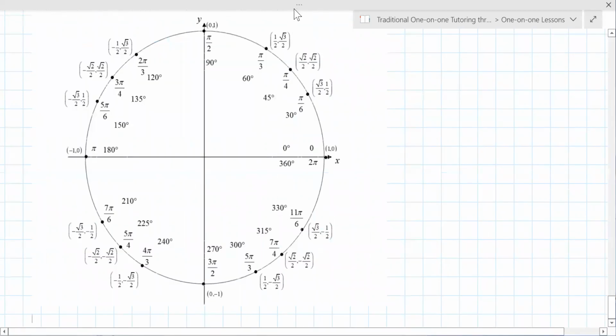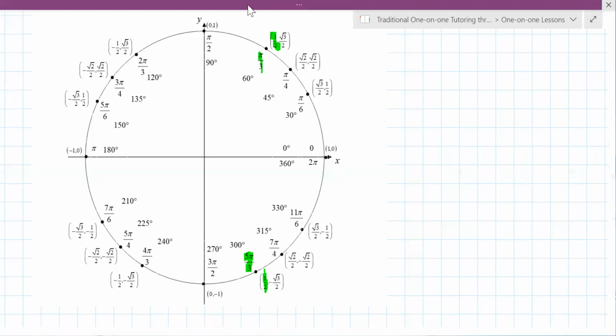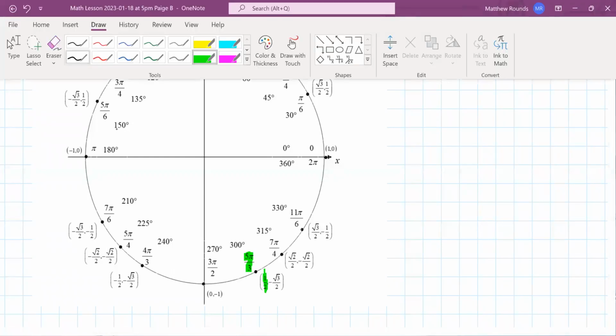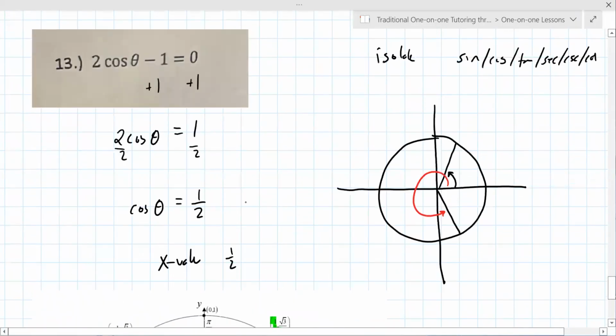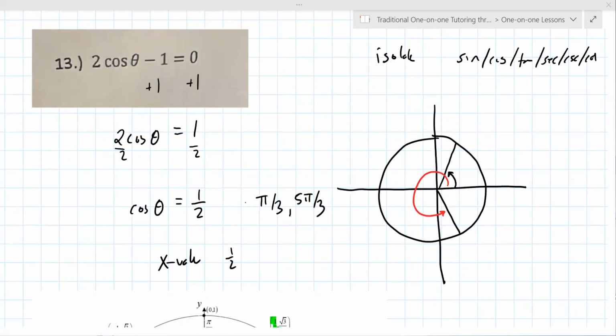So you're looking at, again, where the x value is 1/2, that's here, pi over 3. And then down here, 5 pi over 3. So those are your two answers. Pi over 3 and 5 pi over 3. And that's about as basic a problem as you could get because you don't have to do any real manipulation of anything.